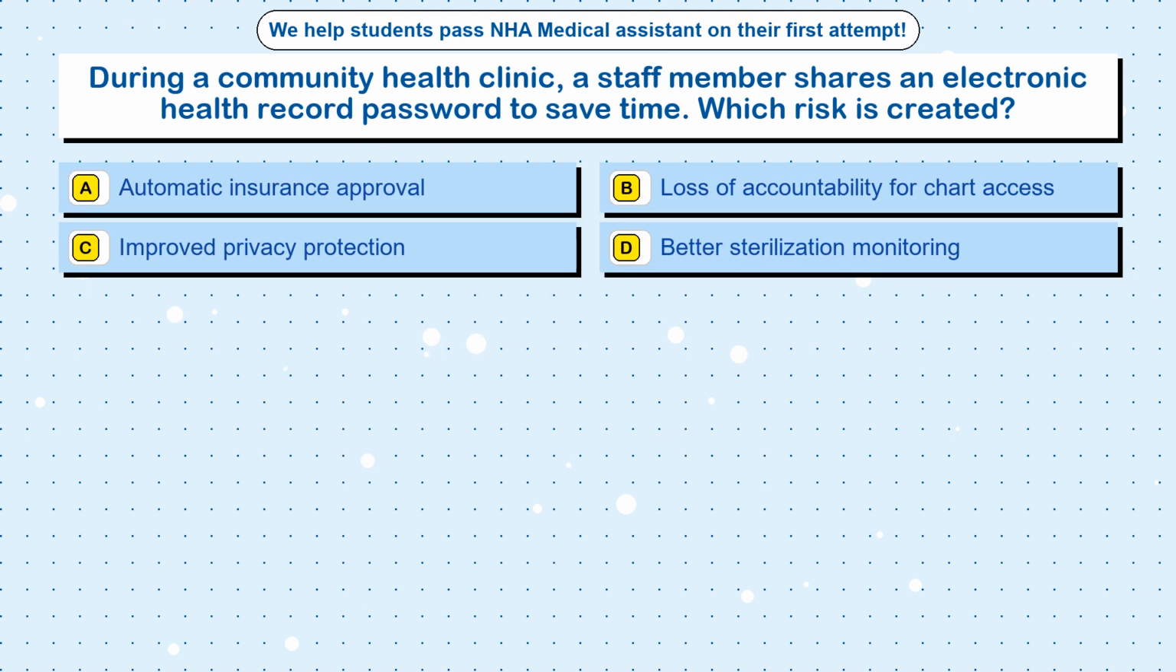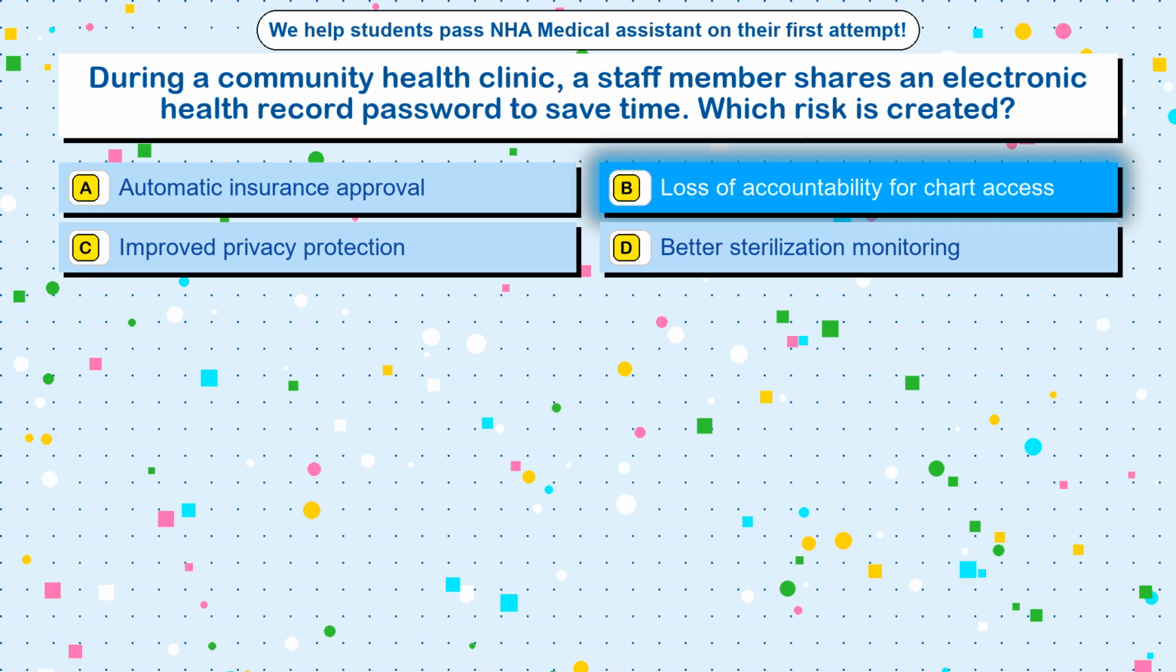Question 39. During a community health clinic, a staff member shares an electronic health record password to save time. Which risk is created? Option A, automatic insurance approval. Option B, loss of accountability for chart access. Option C, improved privacy protection. Option D, better sterilization monitoring. The correct answer is option B, loss of accountability for chart access.